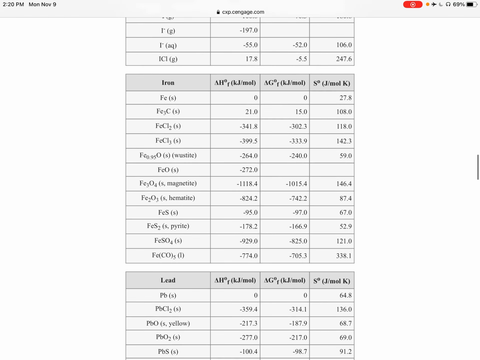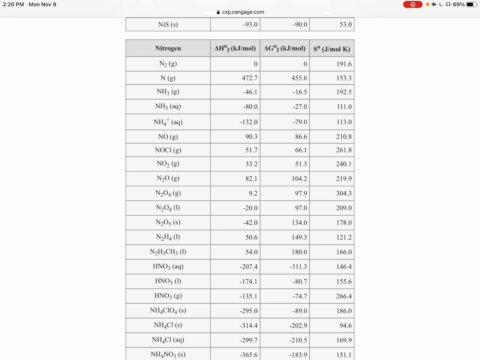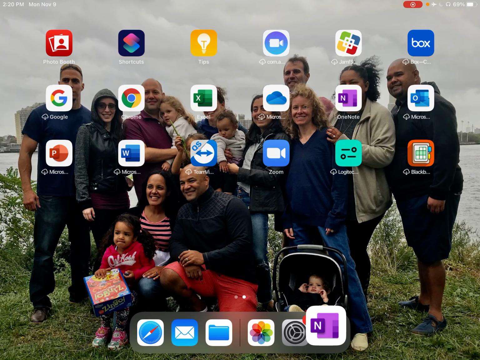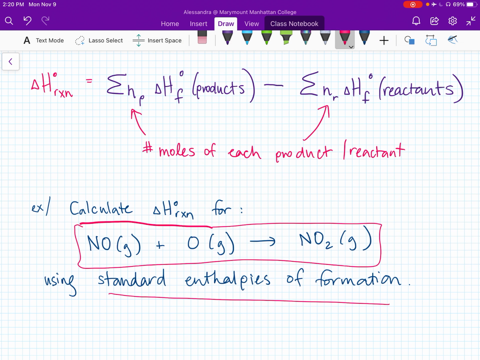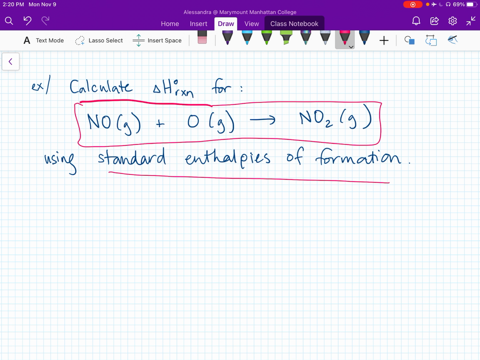So what you would do in an example like this, I think we're looking for nitrogen dioxide gas. We have a value of 33 kilojoules per mole. We're looking for nitrogen monoxide gas, so we have a value of 90.3 kilojoules per mole, etc. So we can look up those values and then input them into that equation to calculate the delta H naught for this reaction.